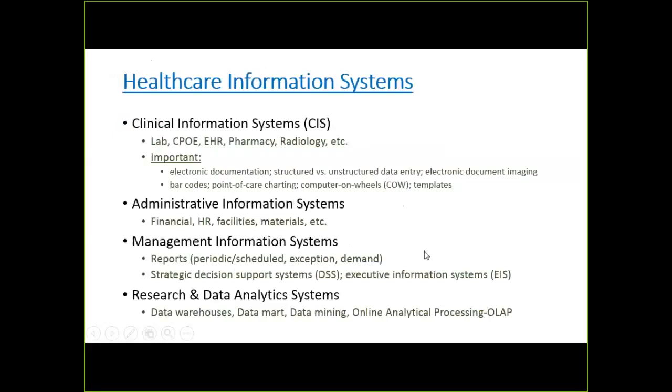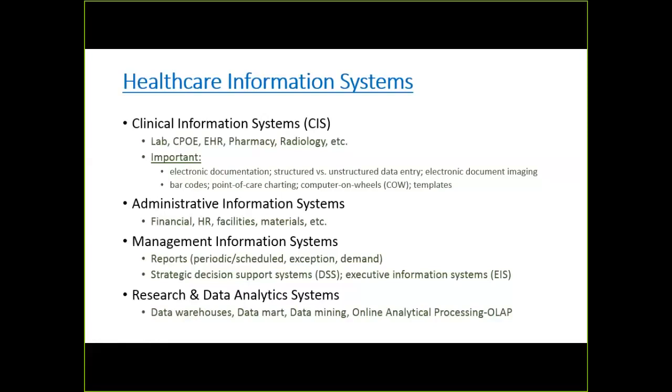So let's talk a little bit more about the different types of healthcare information systems. These are particular to healthcare, and we have them separated here in four large categories: clinical information systems, which includes anything that has to do with labs, computerized physician order entry, electronic health records, pharmacy, radiology, all of these. Some important things to remember and to review here are terms such as electronic documentation or structured versus unstructured data entry.